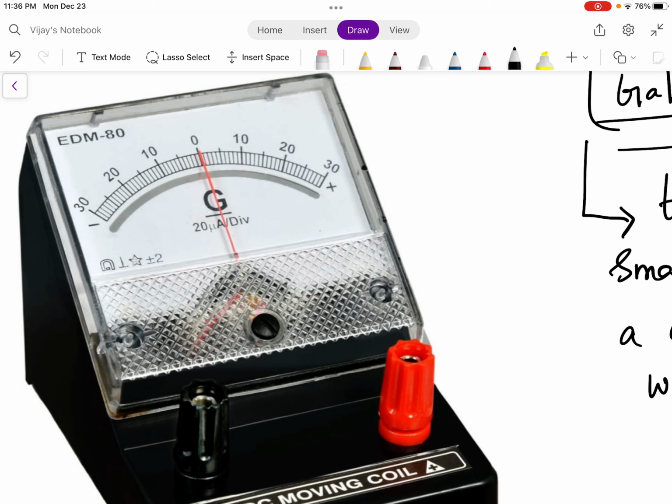Now the third purpose. For example, you can see in this particular diagram, below G it is written 20 microampere per division. That means one division is 20 microampere amount of current. So if this is given, we can measure the current also. But if this is not given, that means we don't know one division is how many microamperes or how many amperes of current, then we cannot say how much current is exactly flowing, because we don't know the value of one division.